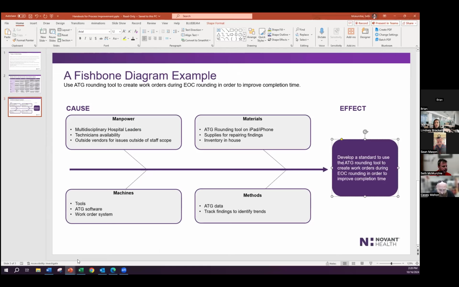All right. So after much discussion, I had to take my emotions out of this because it was somewhat fictitious of some sort. But we did the fishbone on ATG rounding, and forgive me if I'm repeating stuff, but I'm just going to start from the beginning. And how to create work orders during the rounding.